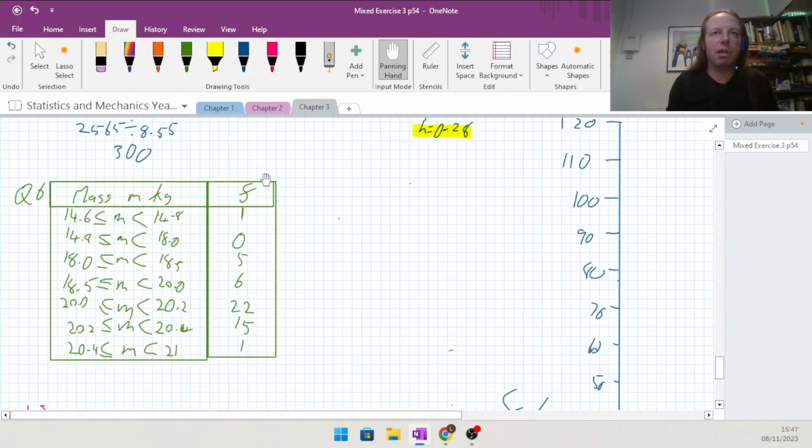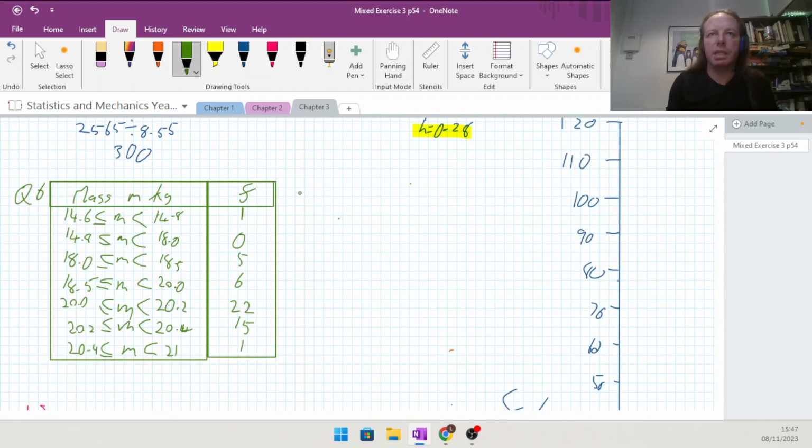First things first, for the histogram, I need to work out what the class widths are. So, class widths are going to be 14.6 to 14.8, that's 0.2. 14.8 to 18.0 is 3.2. 0.5 for the next one, 18 to 18.5. 18.5 to 20 is 1.5. 20 to 20.2 is 0.2. 20.2 to 20.4 is also 0.2. And finally, we have 0.6.